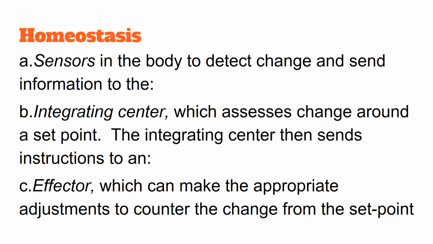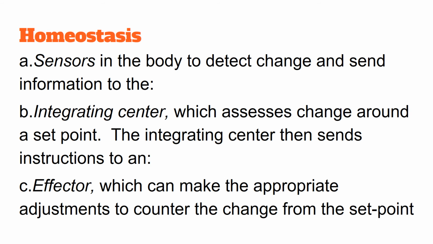The pathway for homeostasis includes 3 different variables. The first is the sensor. The sensor is something within the body, typically within an organ or within the brain, that detects changes and sends information to the integration center. The integration center then will assess the changes around a set point. That typically occurs within the brain or the spinal cord.